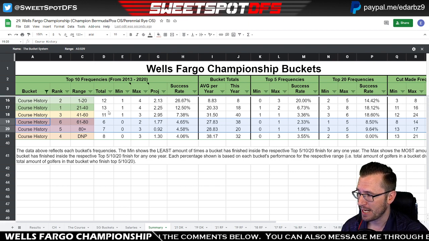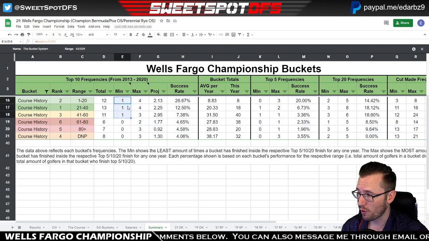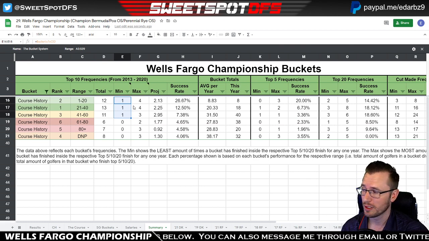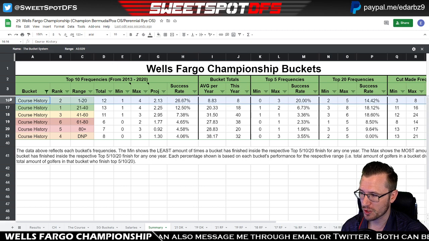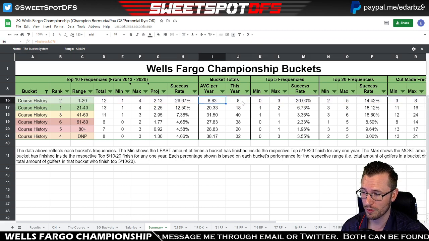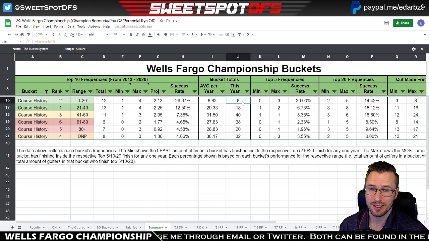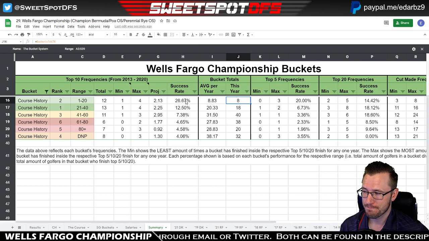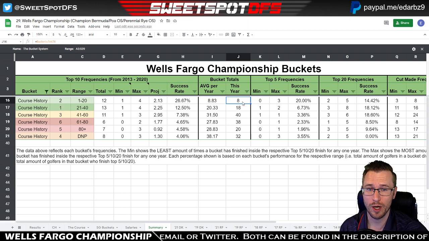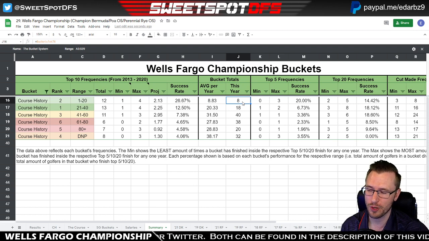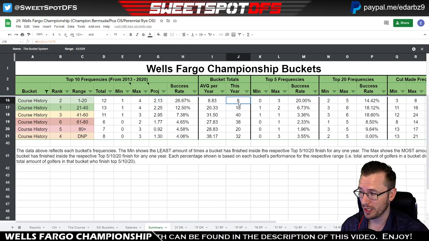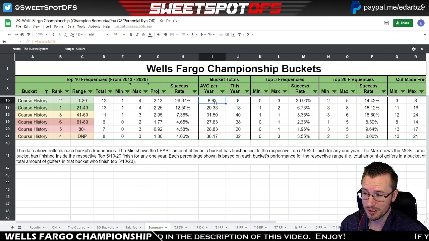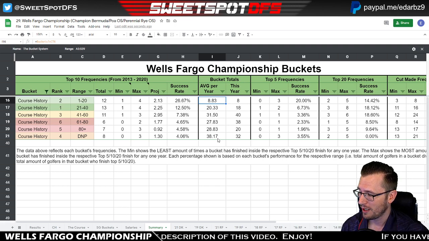And we can see our minimums for buckets 1, 2, and 3 is 1. Our success rates, 26.67% out of course history bucket 2. We usually see 8.8 per year. We see 8 this year. I'm probably starting here when I'm making my buckets, if I'm creating my lineups, if I'm going to be honest. And from bucket 2, we want to select somewhere between 1 and 2 golfers. Basically, again, the minimum's 1. On average, we see 8. So that's telling you something.